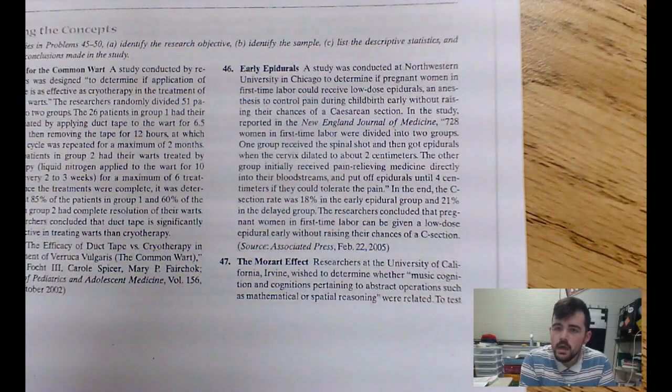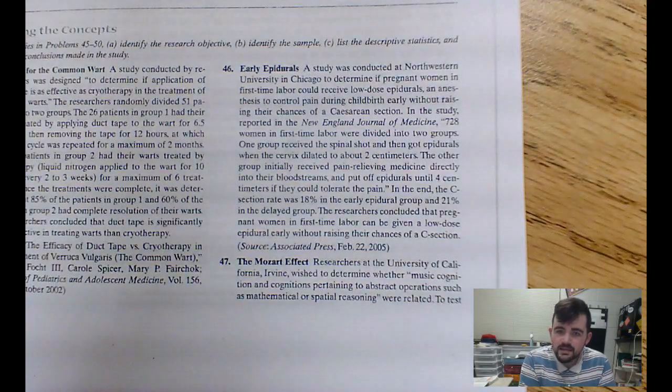Okay? In the study reported in the New England Journal of Medicine, quote, 728 women in first-time labor were divided into two groups. One group received that spinal shot and then got an epidural when the cervix dilated to about 2 centimeters. The other group initially received pain-relieving medication directly into their bloodstreams and put off epidurals until 4 centimeters if they could tolerate the pain.